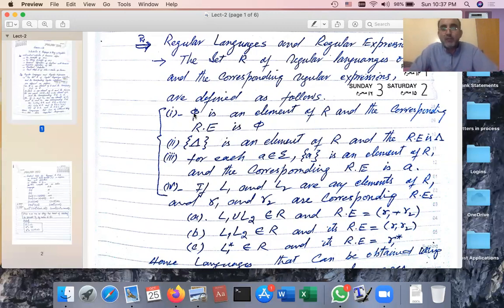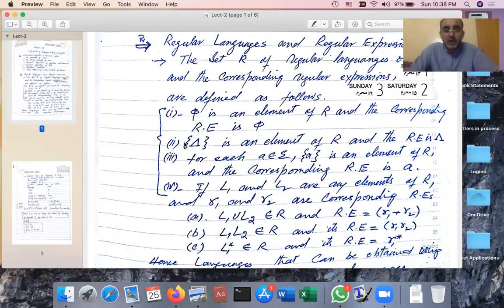Number one, phi is an element of R. And what is phi? We have seen that it is a kind of empty set. So phi is an element of R, and if there is a regular language, then we have the regular expression for that regular language, and the first condition that must be met is that phi should be an element of that regular language R, and the regular expression for that phi would be simply phi.